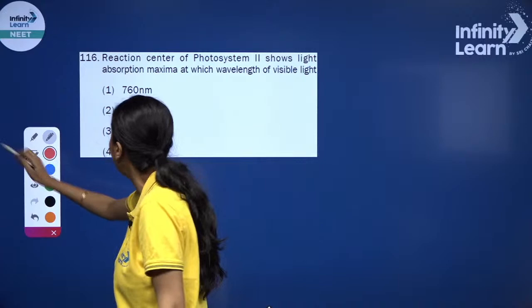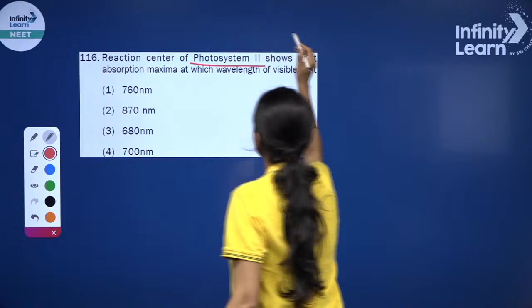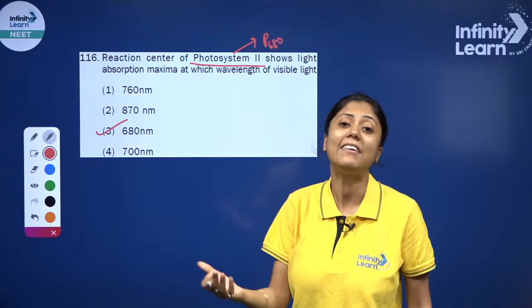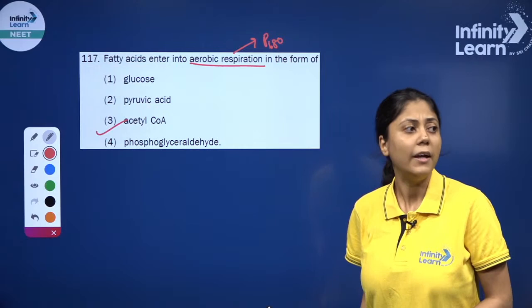Reaction center of photosystem 2 shows light absorption maxima at a wavelength of, simple, what is photosystem 2 also known as? P680. So its absorption maxima will be at 680 nanometers. Okay? Right. Yeah, pure English only I'll be teaching.